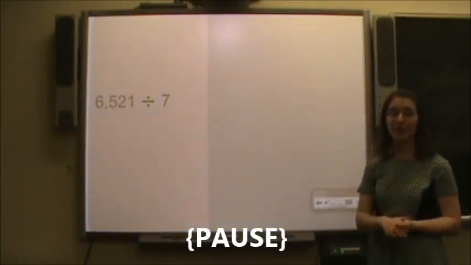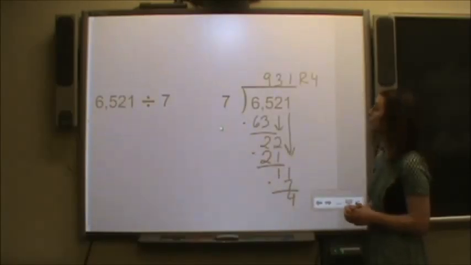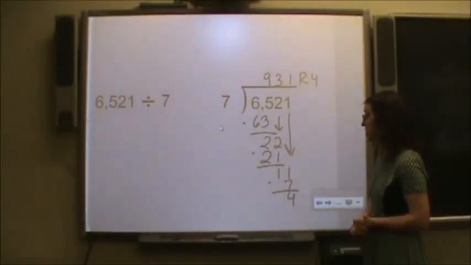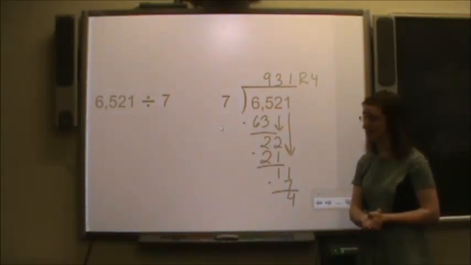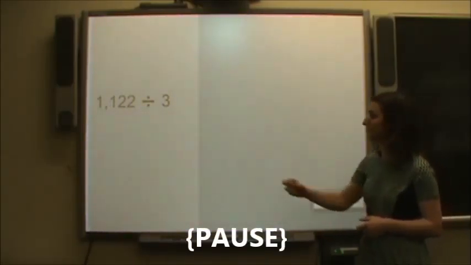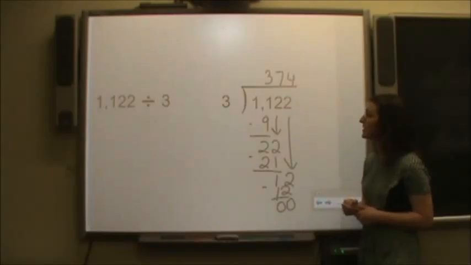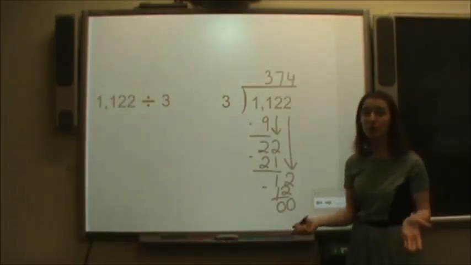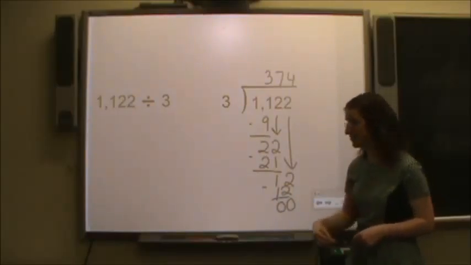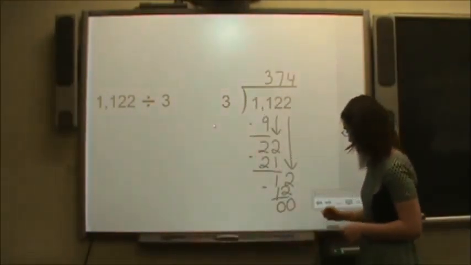Try this one on your own. Pause the video and solve this now. For this problem, your answer is going to be 931, remainder 4. And if you can follow this here, you can check your work if you didn't get it correct. Let's do one more on your own. Pause the video and try this now. The answer for this problem is 374, no remainder, because we did not have anything left when we subtracted our last number. So it went in exactly evenly.